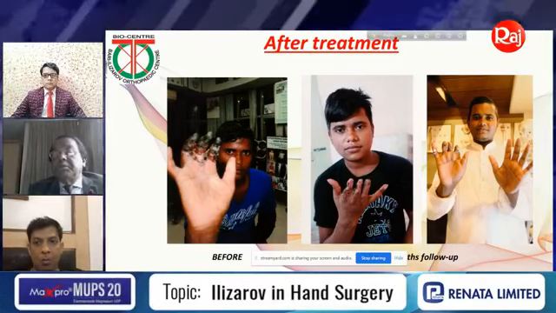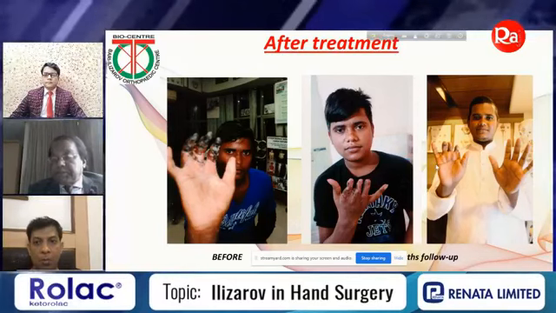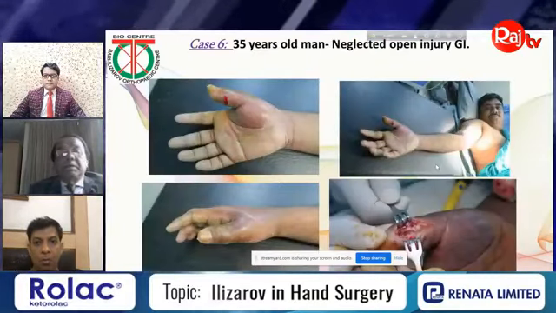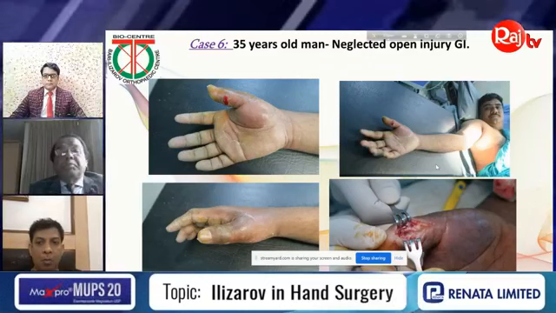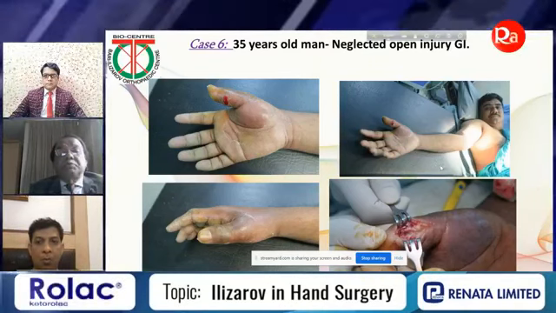You can see here, this is okay, but I suggested him to go for lengthening, and then he came to my place, and later on he told me that he will come again and I'll do the lengthening.